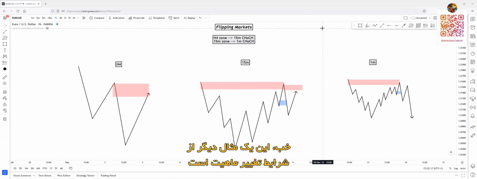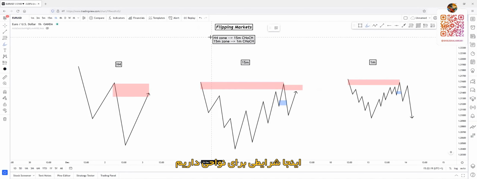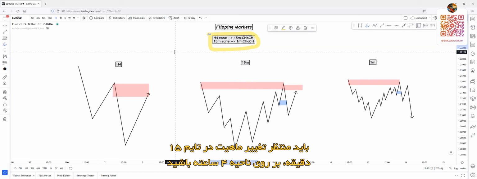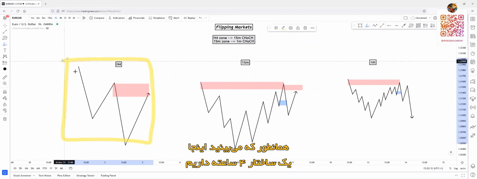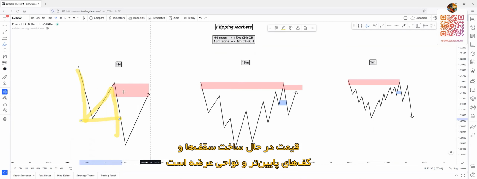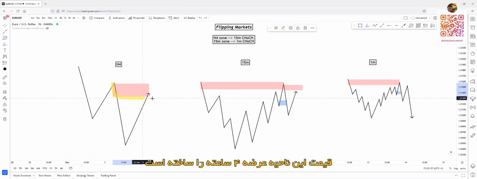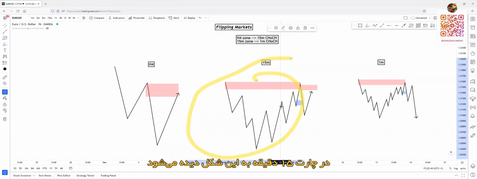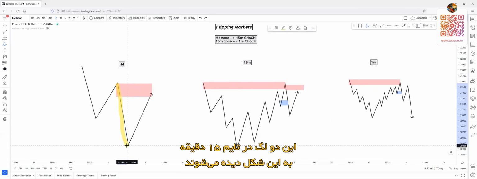Okay, let's see a complete example. So we have a criteria for the zones here. If you see a 4-hour zone, you will have to wait for a 15-minute change of character inside of the 4-hour zone. As you can see, we have this 4-hour structure here, breaking structure to the downside, creating a series of lower lows and lower highs, and creating supply zones. Price created this 4-hour supply zone, and price just tapped into this zone. This will look like this on the 15-minute chart. So this leg and this leg will look like this on the 15-minute.